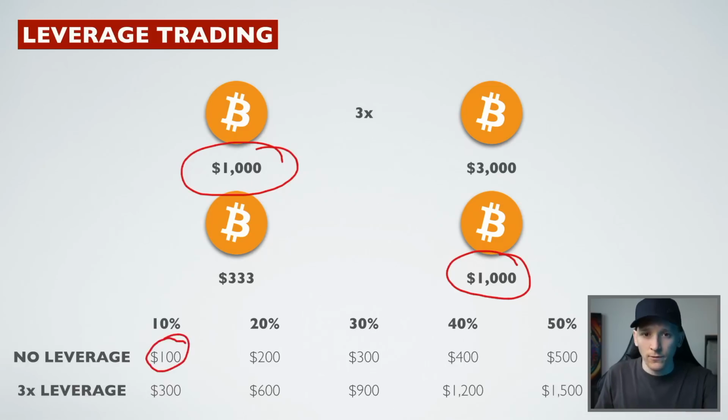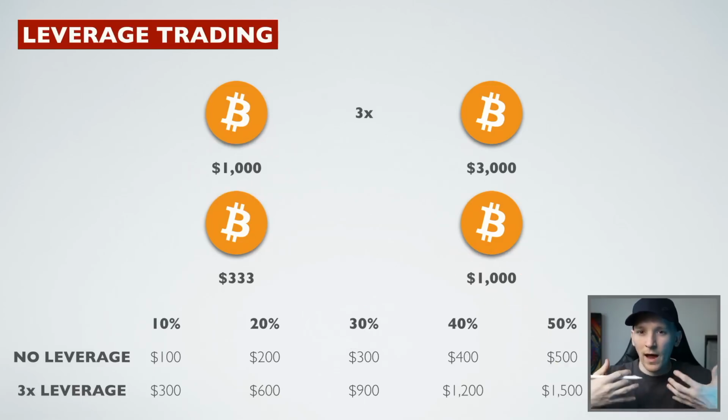$1,000 is obviously $100 with no leverage, right? So if you're using no leverage, then a 10% move to the upside, you get $100. A 10% move to the downside, you lose $100. A 30% move obviously moves that $300. A 50% move is $500. Fairly self-explanatory. However, once you start adding leverage into the mix, things get a bit crazy, right?